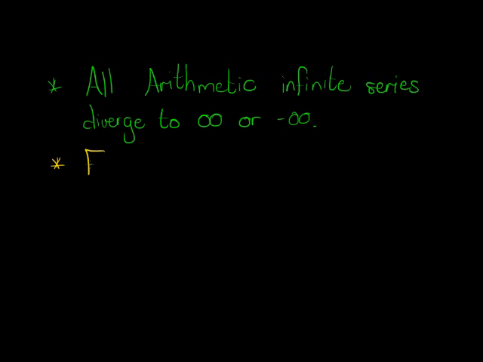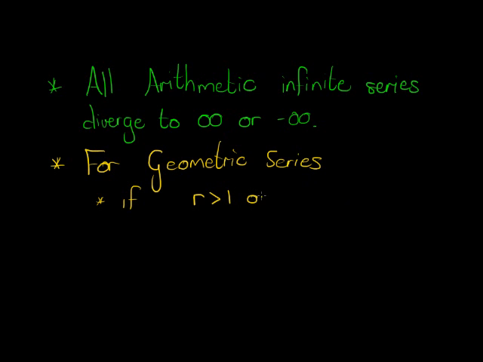Now, for geometric series, if r is greater than 1 or r is less than negative 1, it will also diverge. Because remember, now consecutive terms are, in absolute value, larger than the previous value. So each time I'm adding or subtracting a larger and larger number, to eventually take me to infinity.